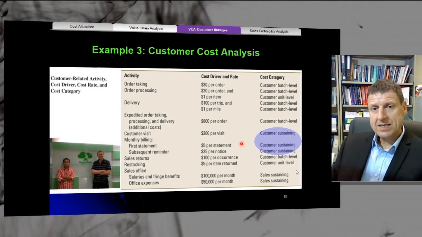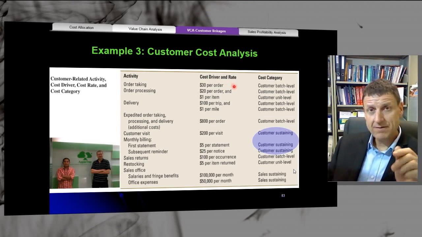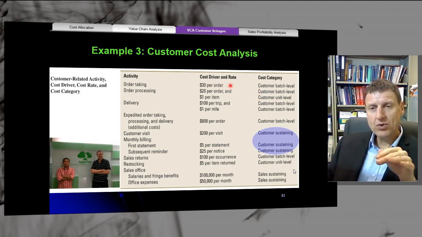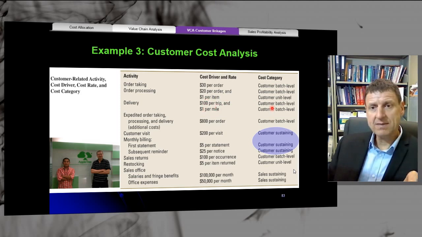Again, let's have a look at how these cost drivers and rates line up in terms of the unit level, batch level, customer sustaining or sales sustaining level categories, which really helps us to understand when and where the resources are being consumed. So ordering is a customer batch level, and so it's very easy: we've got $30 per order, $20 per order at batch level, but the items are a unit level. Delivery is a batch level because you deliver in batches. Expedited order taking is going to be batch level.